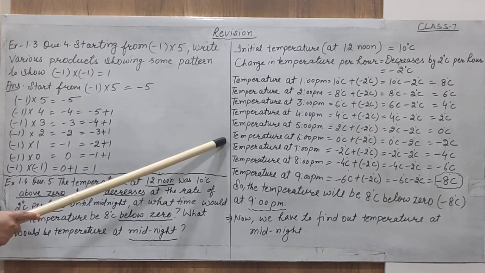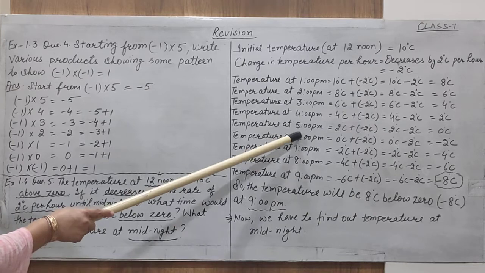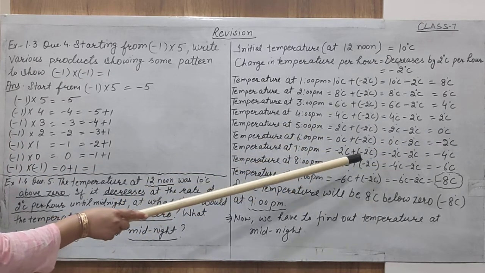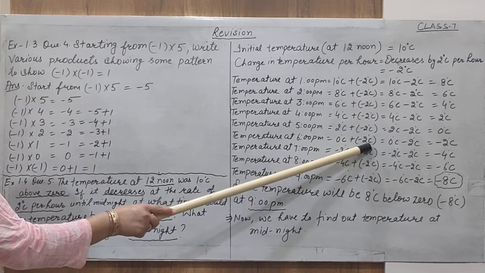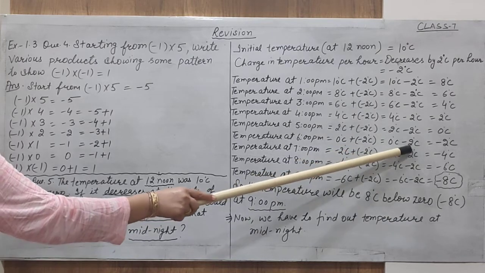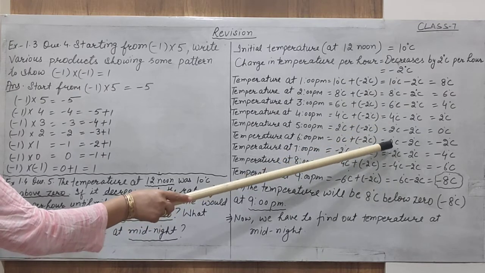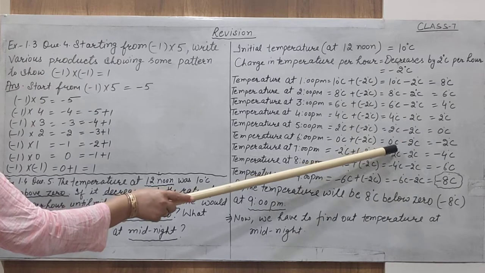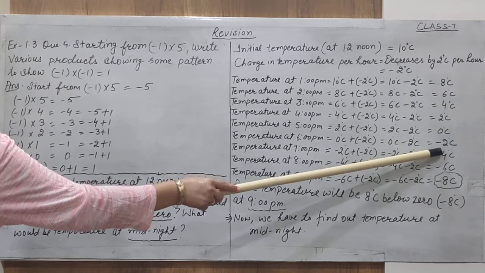Next, temperature at 6 pm. Understand this one. Temperature at 6 pm. Now, temperature at 5 pm is 0 degrees Celsius. Again, decrease of minus 2. We have to add 0 plus minus 2 degrees Celsius. Plus minus again with a negative sign. 0 is not a positive, neither a negative, neutral number. Okay, and 0 is the additive identity also. It does not affect any integer. So, result is minus 2 degrees Celsius.